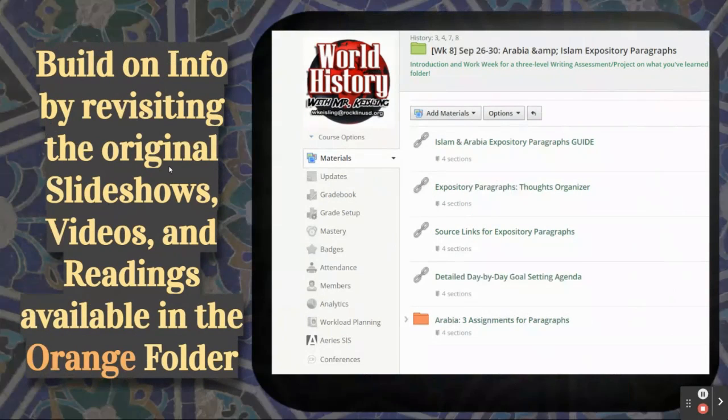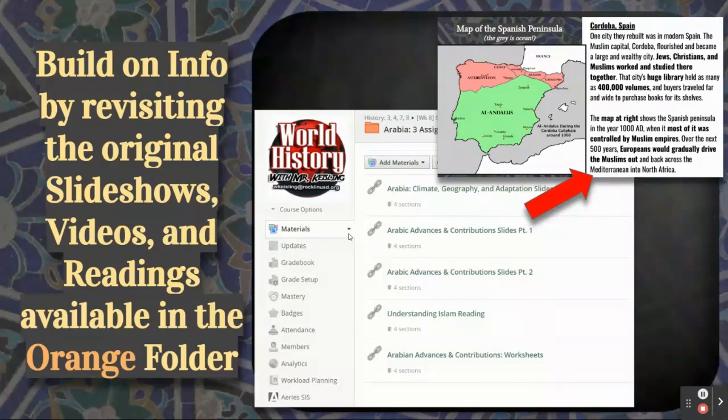Let's say that I want a little bit more information. Remember, I can go back to the website. I can go back to Schoology and visit the original slideshows and videos and readings, and they're all available right here in this orange folder. I had the wrong slide. There we go. So you go back here and you click on the Advances and Contributions. I click on that and it brings up that slideshow that you looked at.